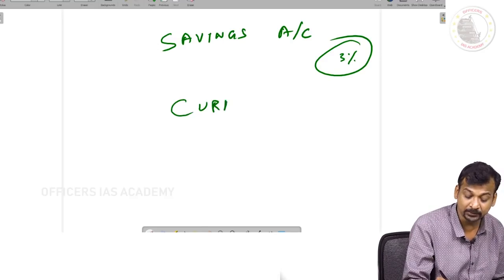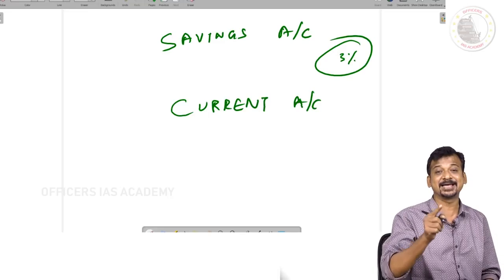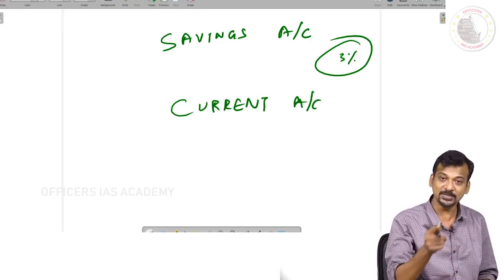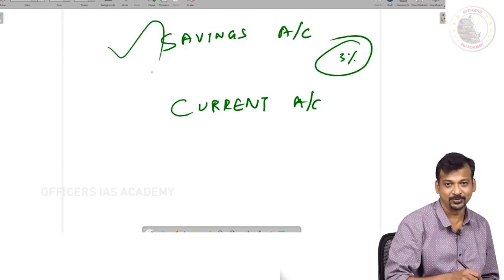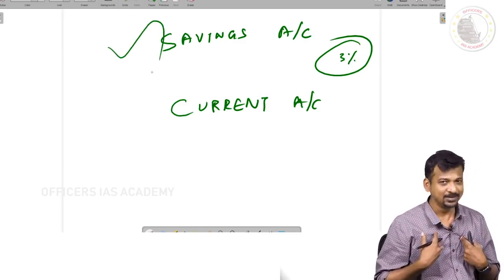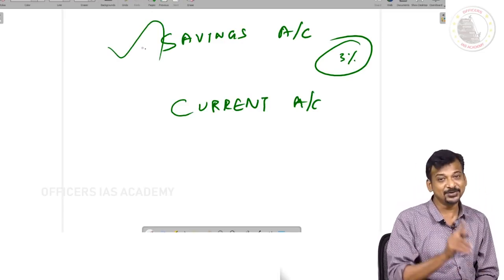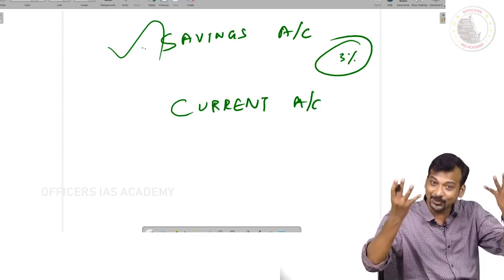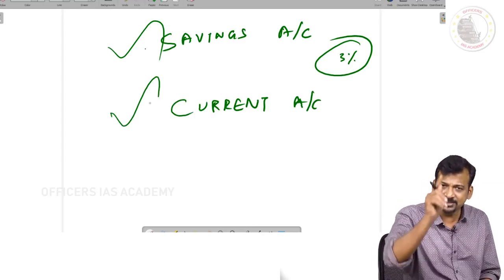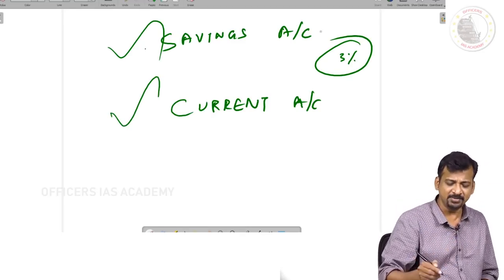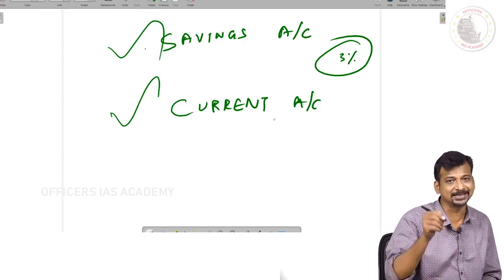Current account is one where organizations have an account with the bank. See, you as an individual, if you have an account, then that is called a savings account. Say Israel Jebasingh is an individual, then I will have a savings account. On the other hand, Officers IAS Academy is not an individual, it is a legal entity, it is an organization. So, Officers IAS Academy will have a current account. So, when individuals have an account, that is called savings account. When any organization has an account, that is called current account.